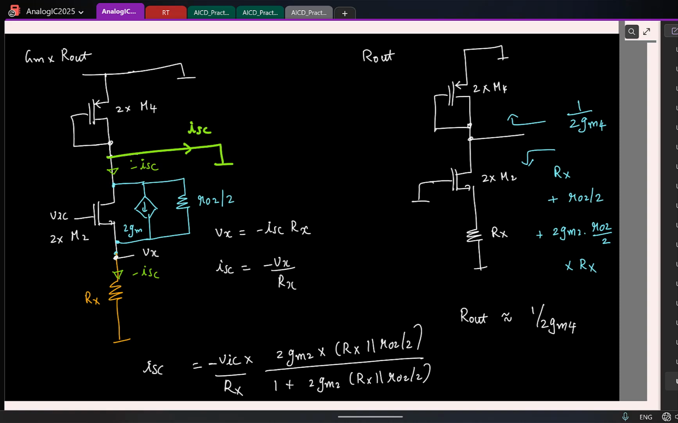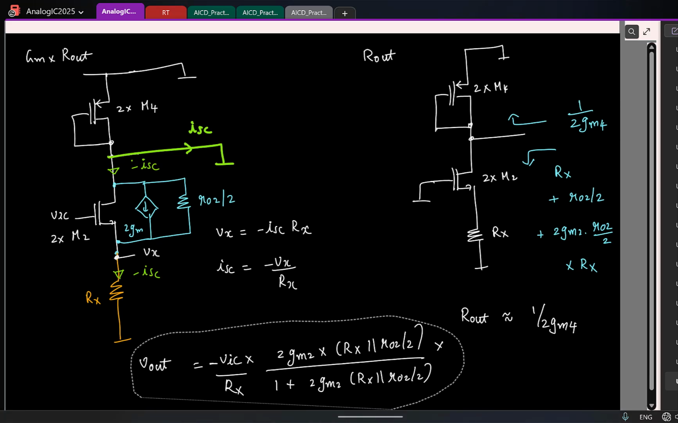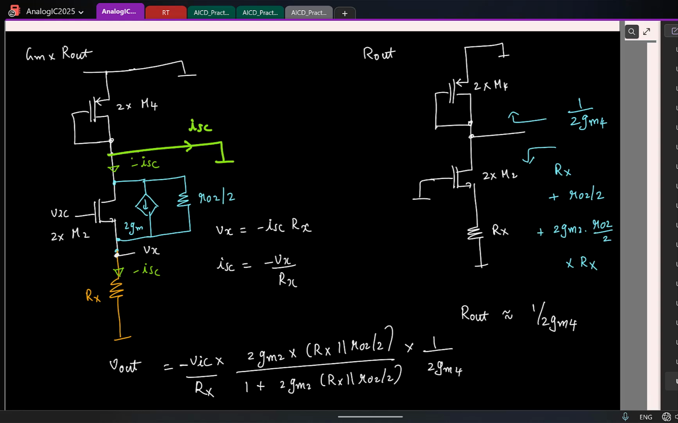So now I can write my output directly. My output voltage is a short circuit current times Rout. So I'll just write it for the sake of completeness. It's not very critical. So this is my short circuit current times Rout. I'll just multiply it by 1 by G. Correct. That's all.